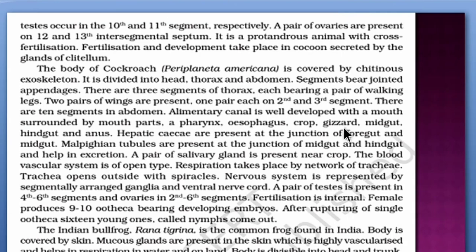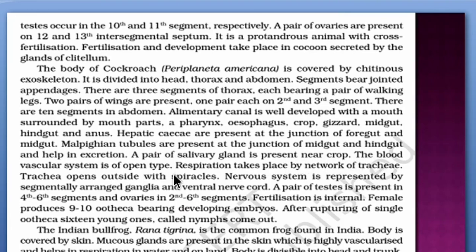Alimentary canal is well developed with the mouth surrounded by mouth parts, a pharynx, esophagus, crop, gizzard, midgut, hindgut and anus. Hepatic caeca are present at the junction of foregut and midgut. Malpighian tubules are present at the junction of midgut and hindgut and help in excretion. A pair of salivary glands is present near the crop.